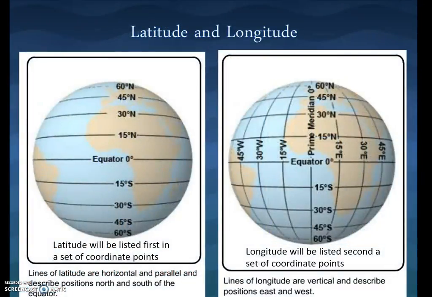So this is just one more reminder. Latitude will be listed first in a set of coordinate pairs. Longitude will be listed second in a set of coordinate pairs. So they come in alphabetical order. LA, latitude, is followed by LO, longitude. So let's do an example.